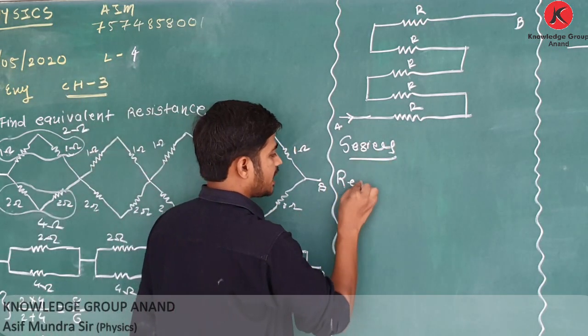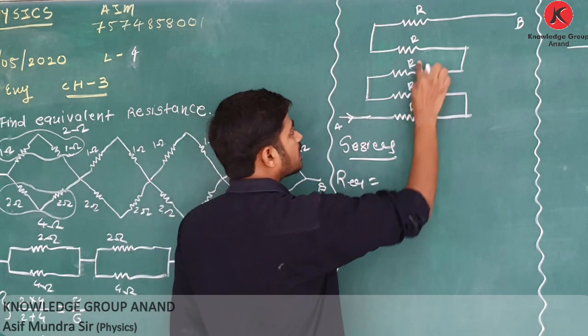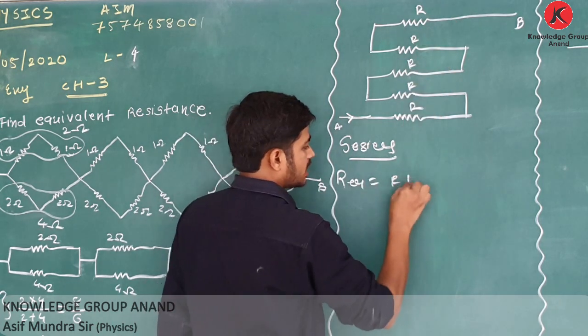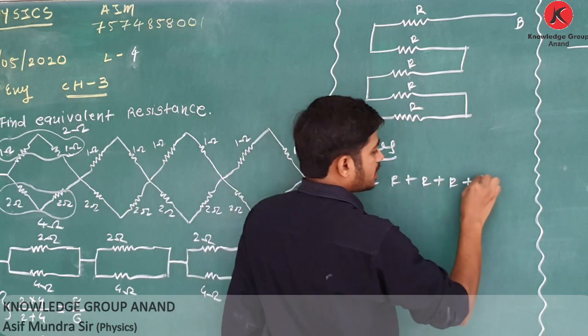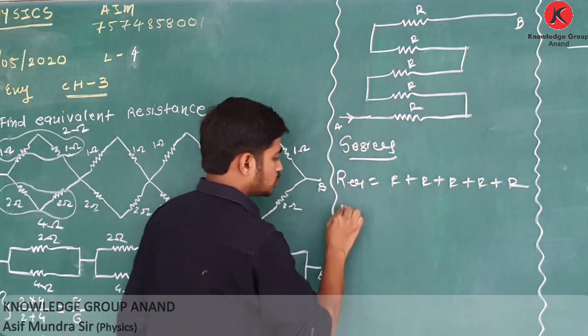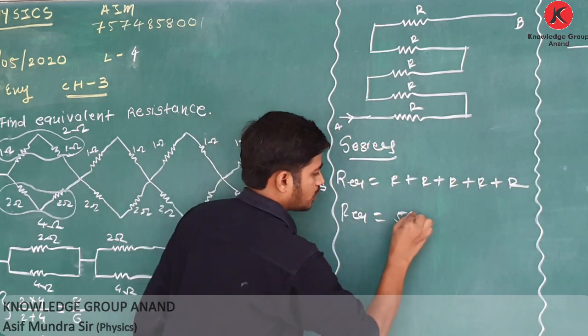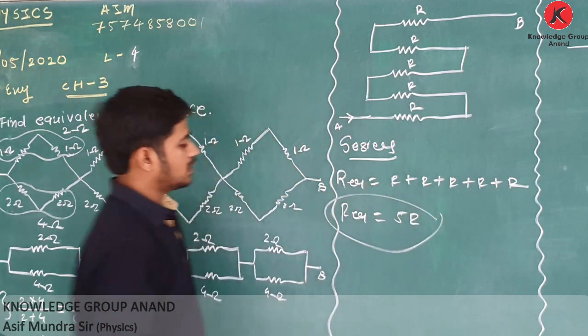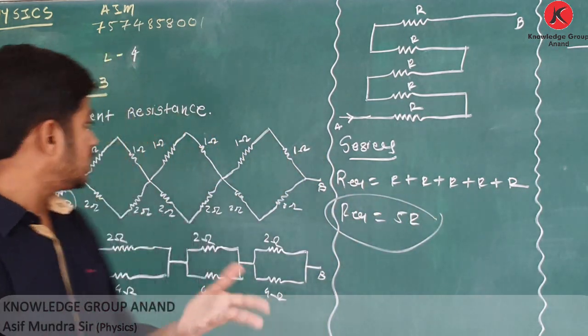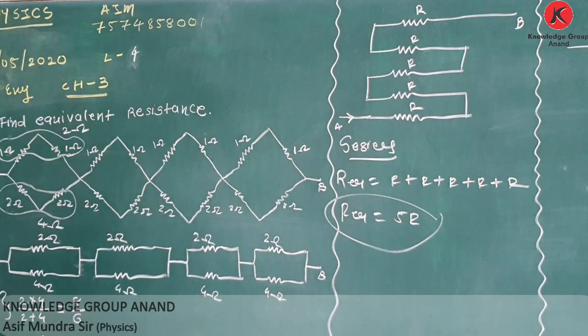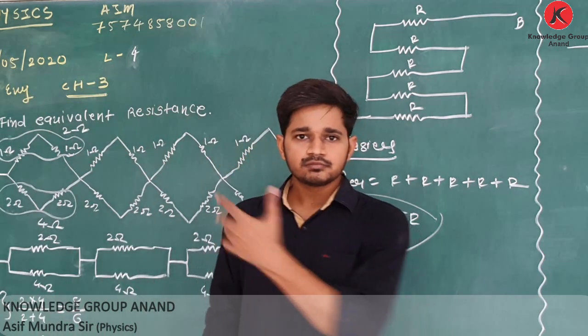Equivalent resistance R equivalent is equal to R plus R plus R plus R plus R plus R plus R plus R plus R. So here R equivalent is equal to 5. Clear about this? Okay. So yes, it is your answer. Next one. Say yes. Example over.